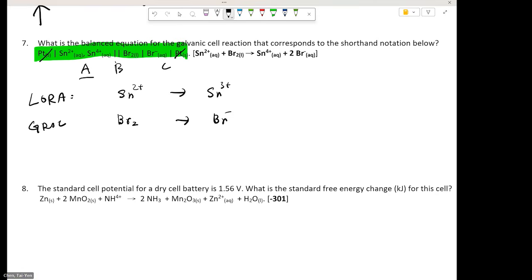Once you do that, you start to balance the atoms. For the top one, it's already balanced, right? It's just Sn2 plus to Sn3 plus. You have the same amount of Sn.